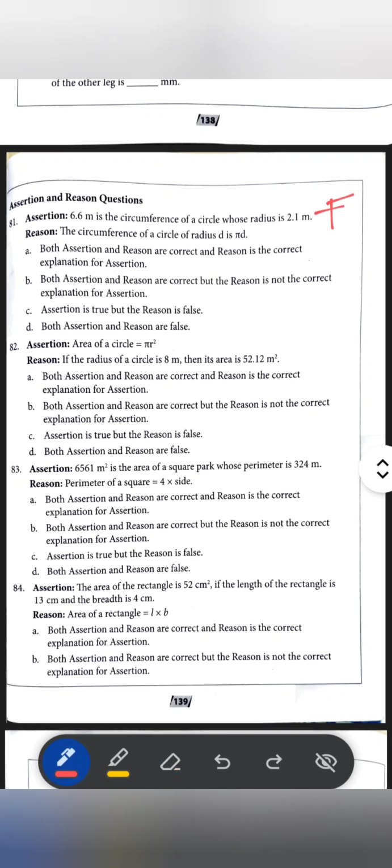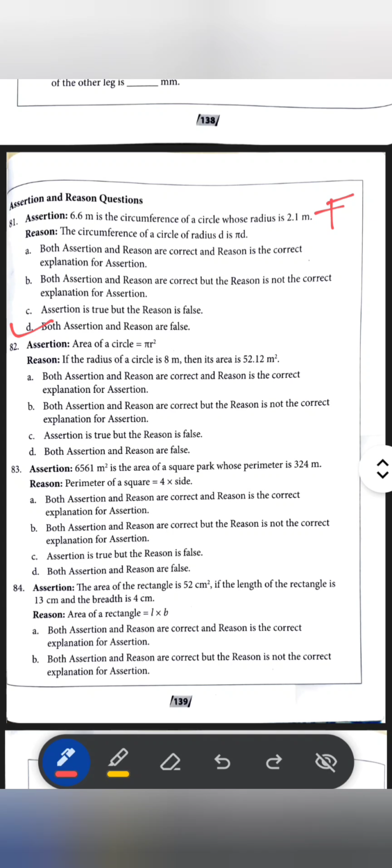Now the circumference of a circle of radius d is pi d. Circle of radius d. If radius has been given as d, then circumference will be 2 pi d, 2 pi r. So this one is wrong. This is also wrong. So here it is, both assertion and reasons are false, option D. Now come to the 82.